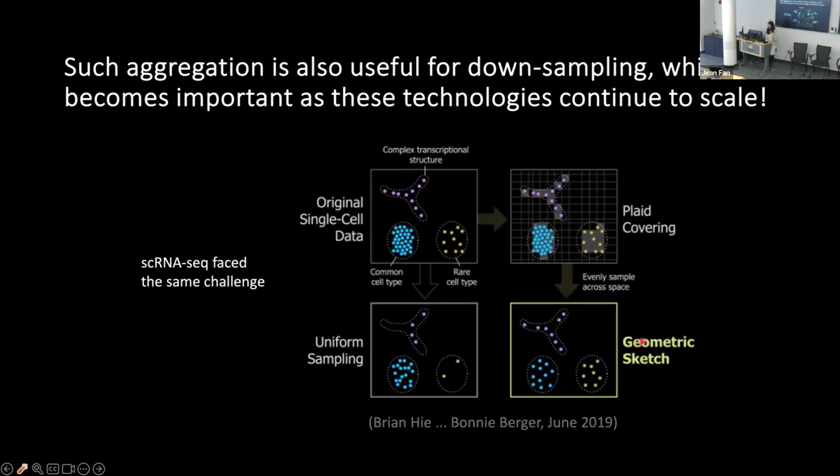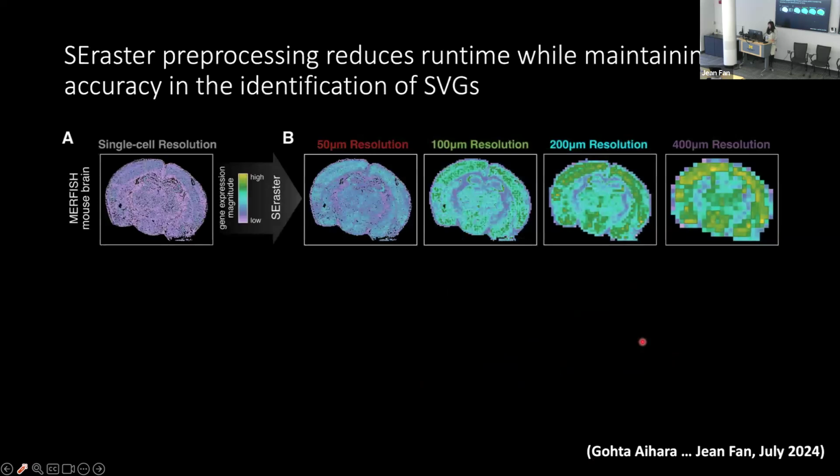We can think of a similar idea here where, for example, let's say I want to identify spatially variable genes. Let's say I want to do that in a whole tissue context. So I can do my spatially variable gene expression analysis at the single cell resolution, or I can aggregate in these spatially contiguous hexagons and do that at 50 micron resolution, 100 micron, 200 micron, 400 micron, and so forth. But I can run SVG detection with this SEraster preprocessing.